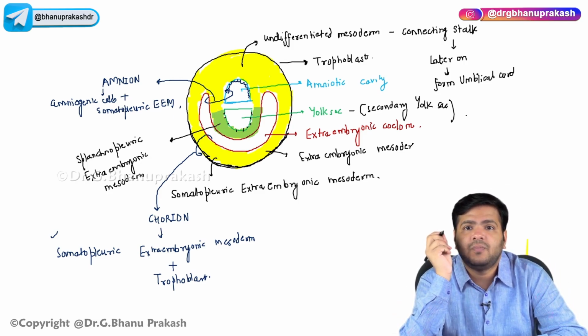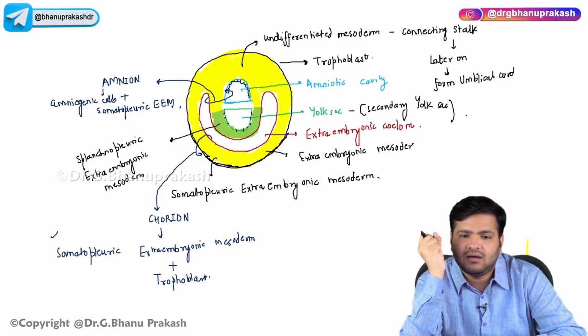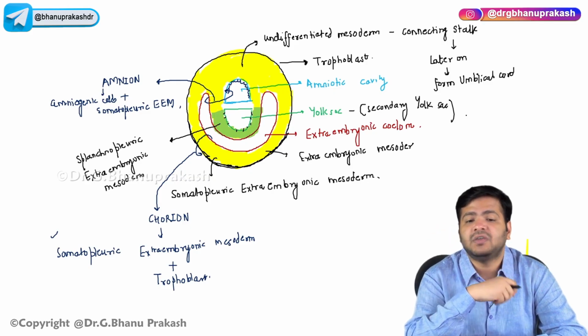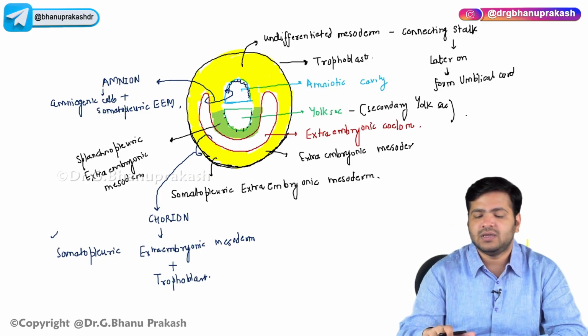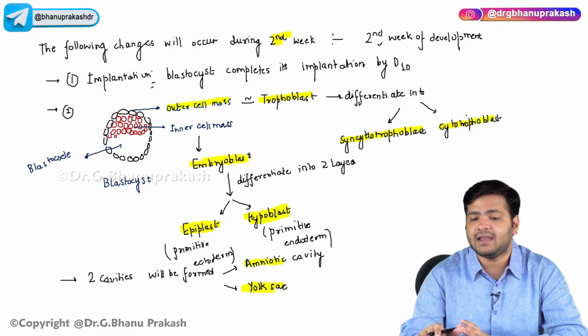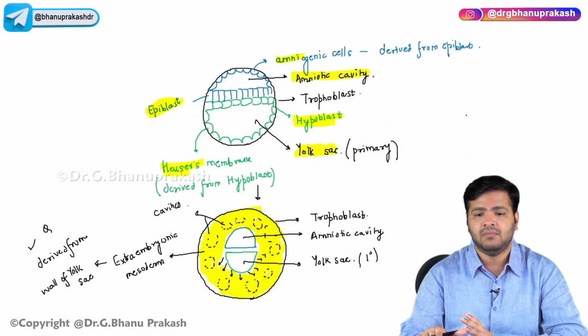So whatever yolk sac is remaining after the removal of that portion is called the secondary yolk sac. So in this I have discussed the embryoblast, the epiblast and the hypoblast, right? I have discussed the cavities, that is the amniotic cavity and the yolk sac. Now coming on to the trophoblast. I'm just focusing on the trophoblast as of now.